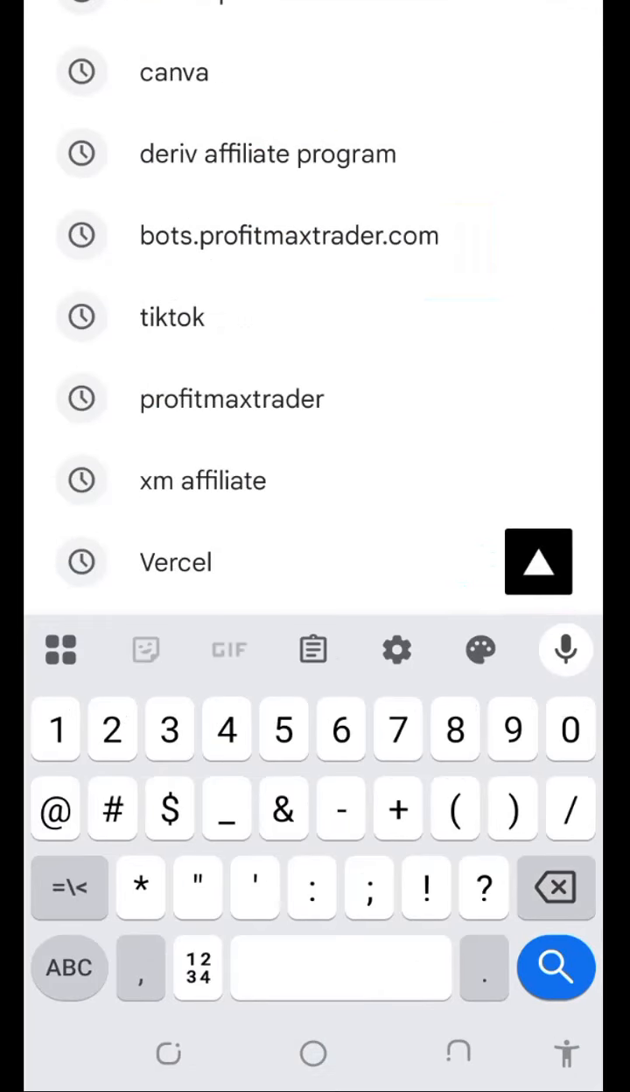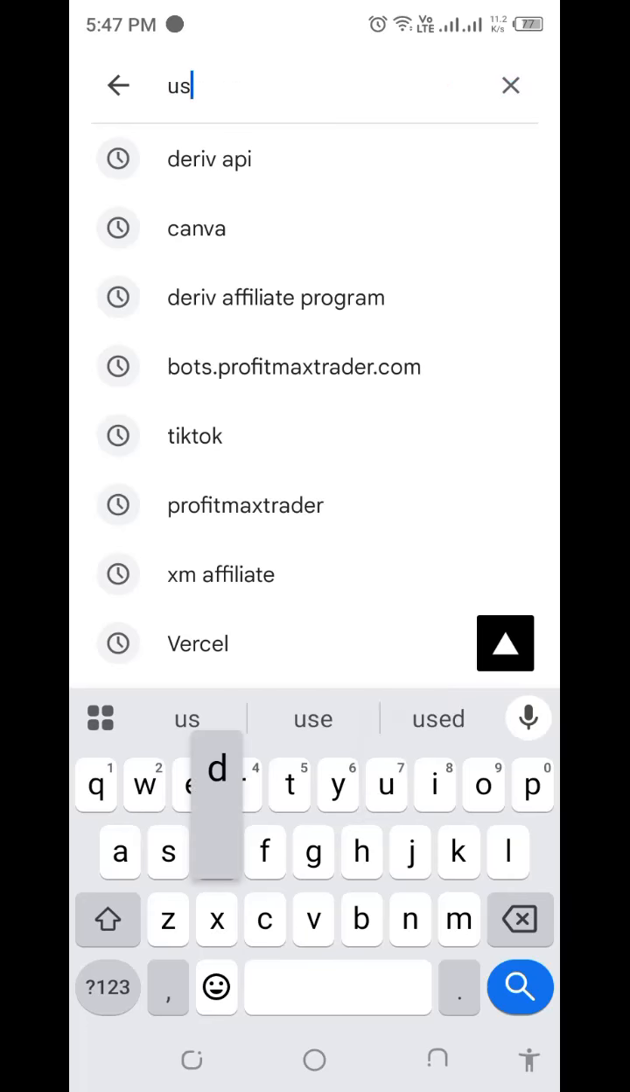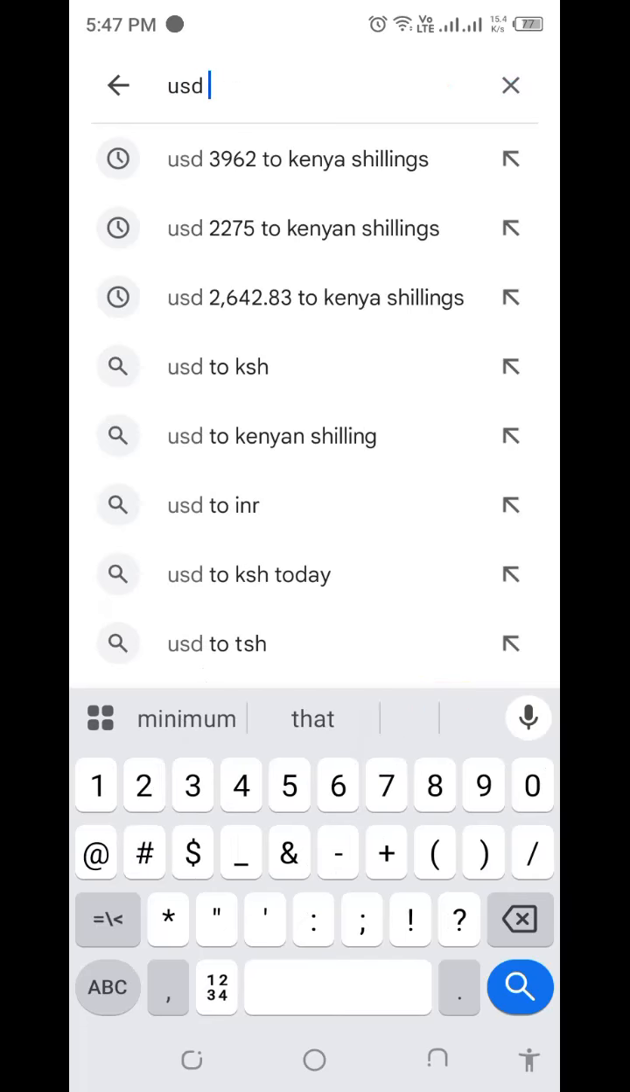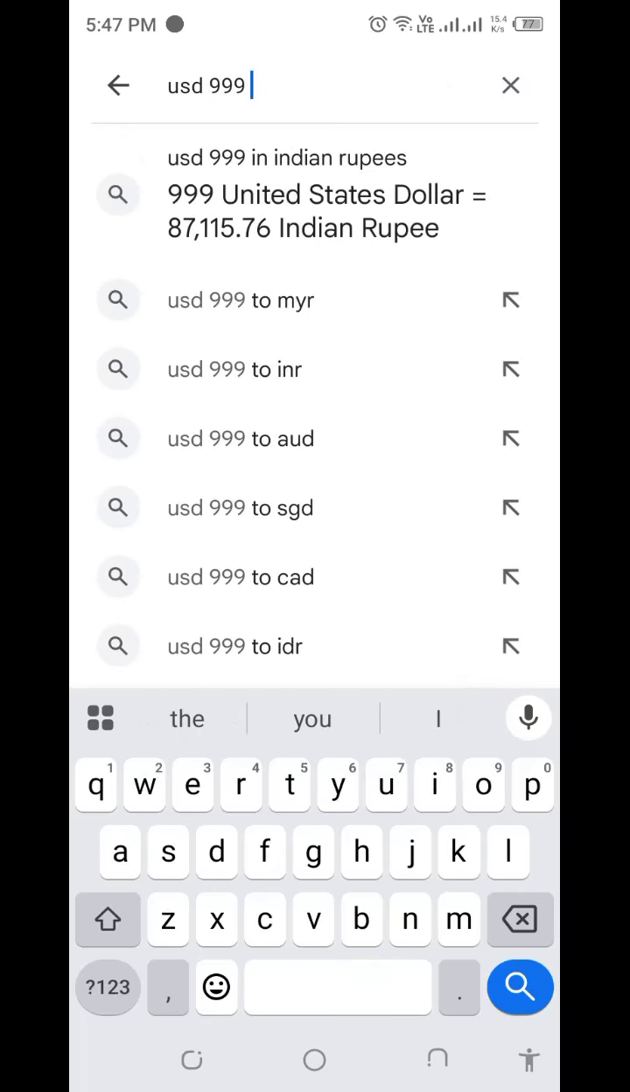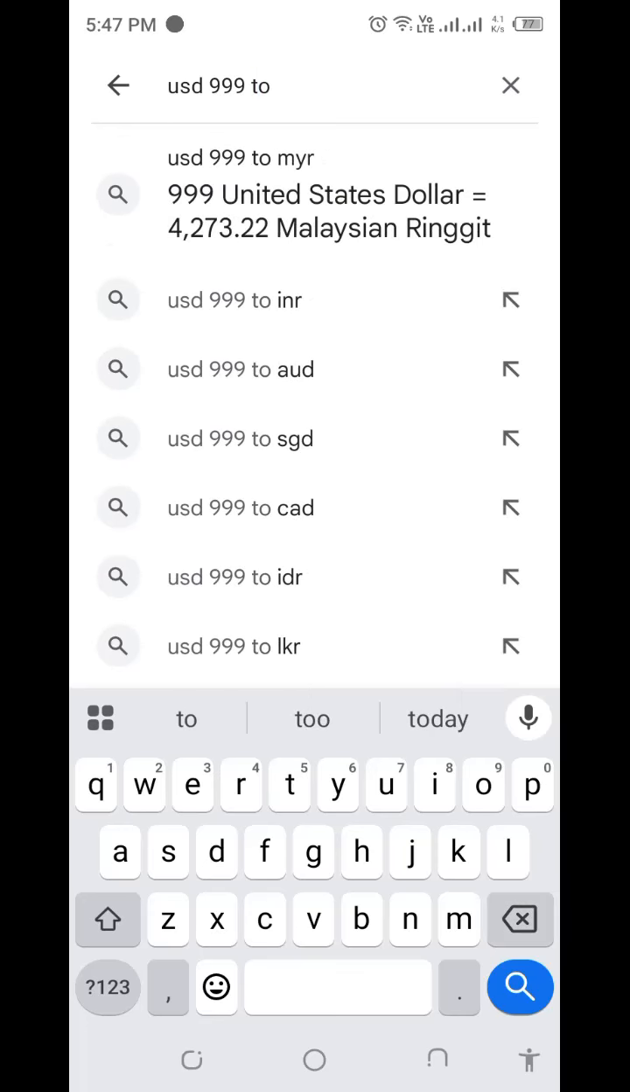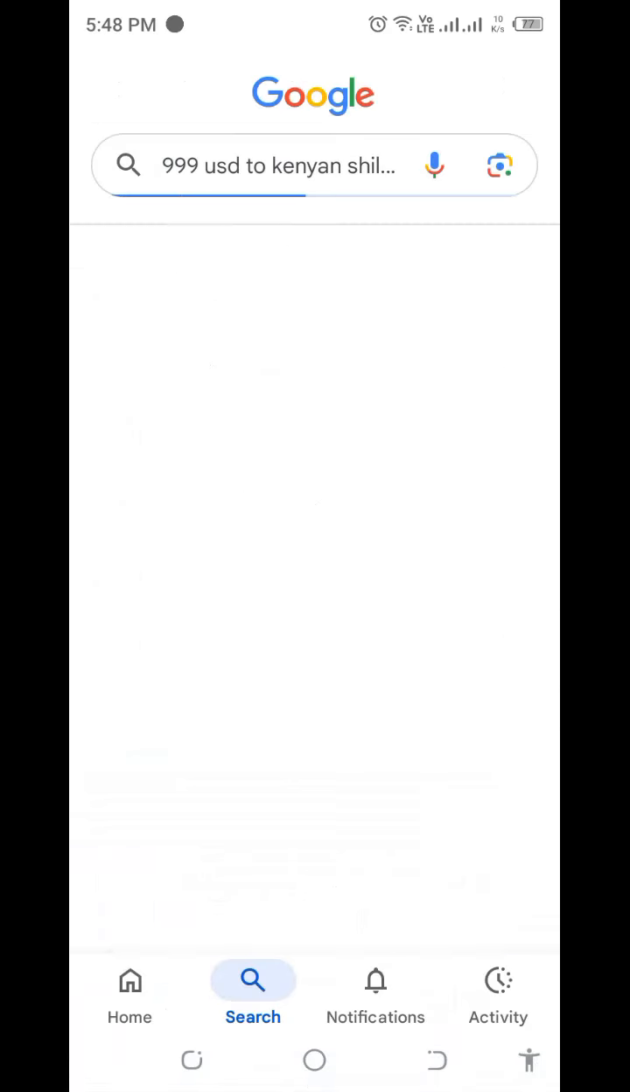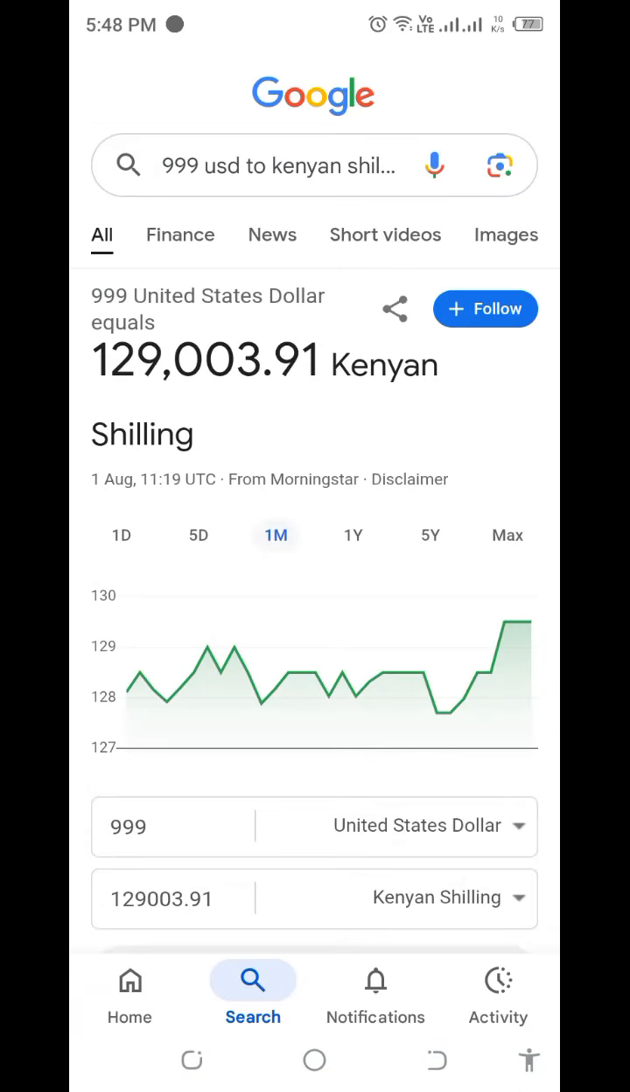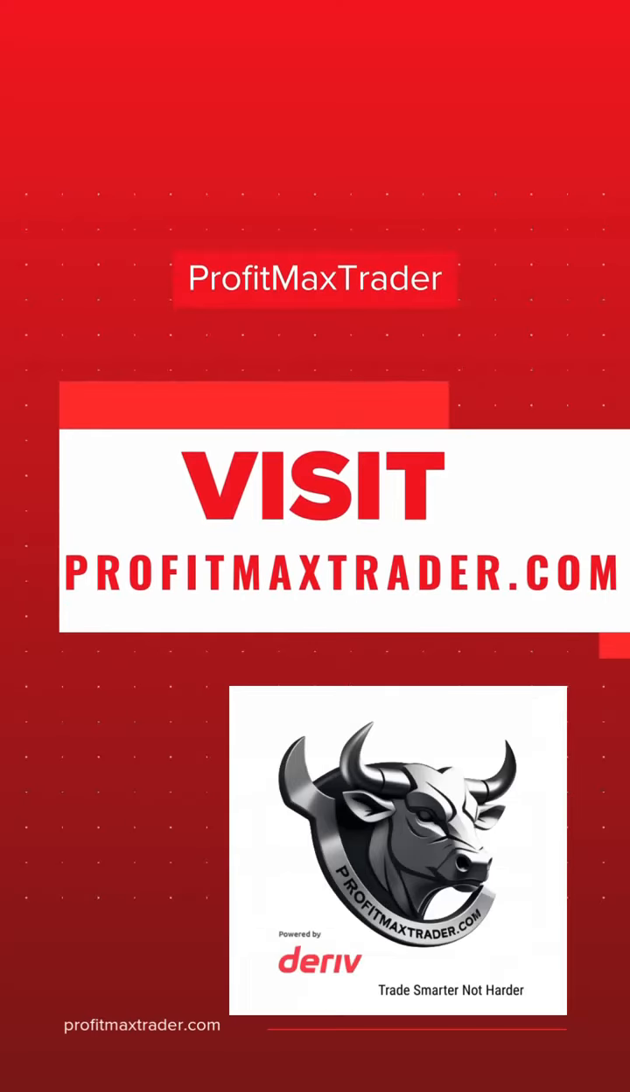$999 to Kenya shillings. And you can see I have overtraded. You're supposed to, once you get $200, call it a day, or maybe split your day into 3 sessions. And you can see 999 is 129,000 Kenya shillings.